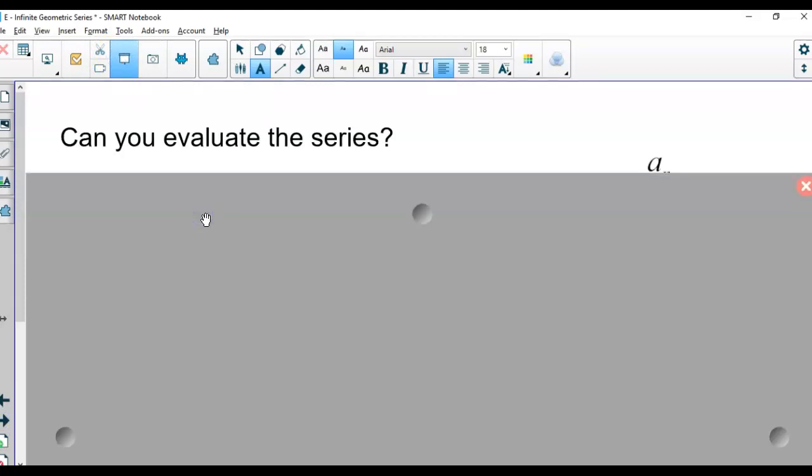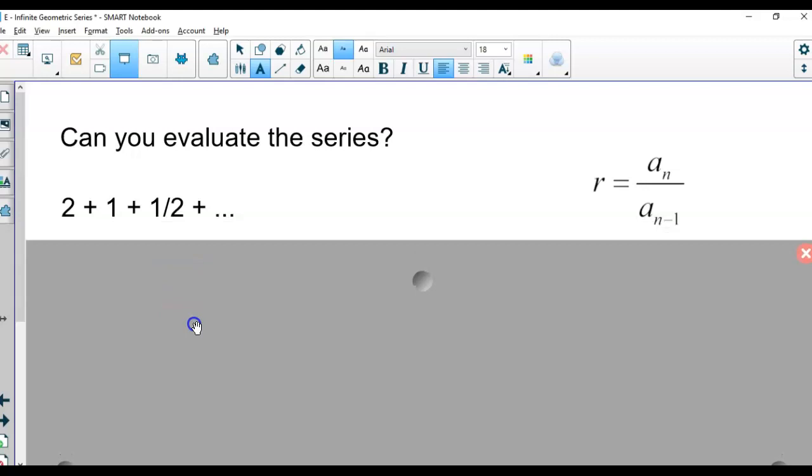So the question that we have right now is, can we actually evaluate the series? I'm going to have some sequences down here that are geometric, that go on and on and on, right? But can I actually find the sum of it? So let's start with this first one. We have 2 plus 1 plus 1/2 plus dot, dot, dot. So it keeps going on.